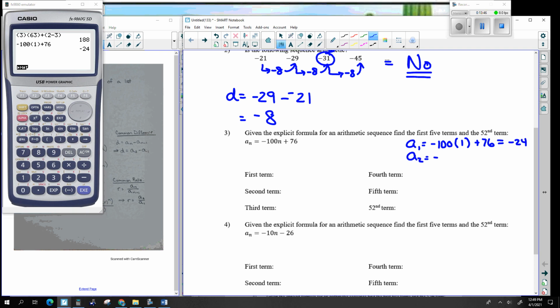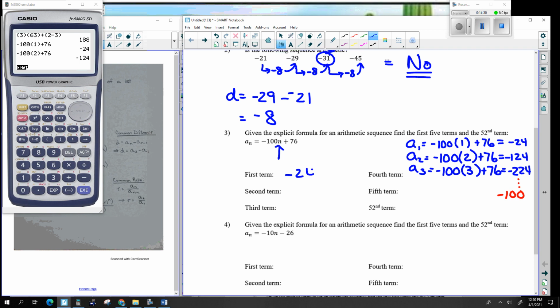Okay, the second number is negative 100 times 2 plus 76. Again, I'm just going back to this equation, and I'm making n the number that I want it to be. And the third number. Now, what I notice here is that there's a difference, and what is happening is a minus 100 every single time. Okay, so the difference is negative 100.